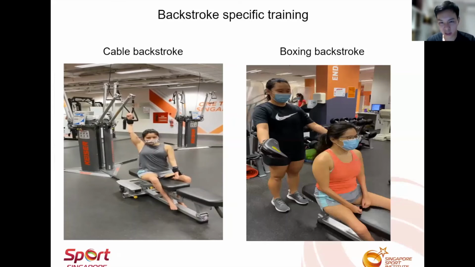And in the middle of the season when her volumes are high, typically we do not do this unless she's faced some issues in her stroke that she wants to rectify in the gym. But if she does it well in the pool, we typically would not touch such exercises and just focus more on producing high force in the weights room. This next one is the same thing, the boxing backstroke.